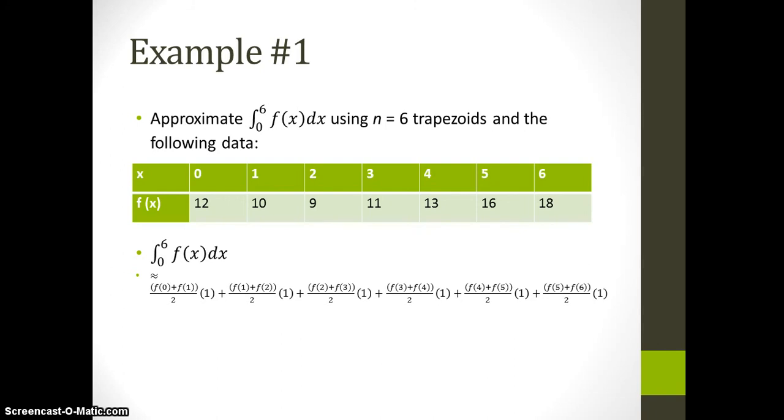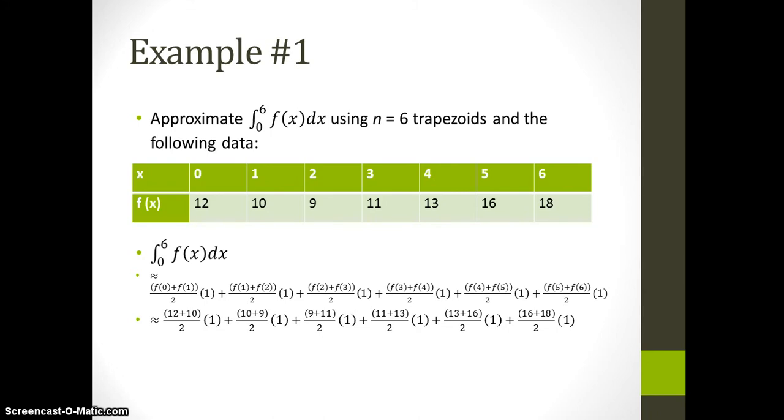Remember that if you're trying to cite a table or show your work on a free response, you need to make sure that you use the function notation to indicate that you've used the table. Now when you plug in your values, the first trapezoid will have an area of 12 plus 10 over 2 times 1. So average the heights, multiply by the base. The second trapezoid will average 10 and 9 and multiply by 1, and so forth.